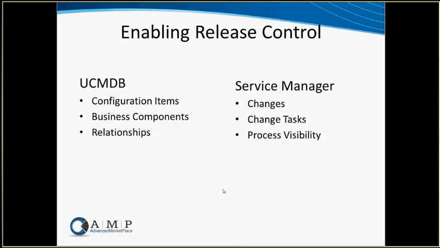So we also bring that over to release control. So it's possible to view things in relation to the functions that they support. And most importantly, we bring over UCMDB's rich relationship information that tells us how a particular CI both directly and indirectly is related both upstream and downstream to other configuration items and business components throughout the CMDB, so that all that information can be leveraged and analyzed by the release control engine.